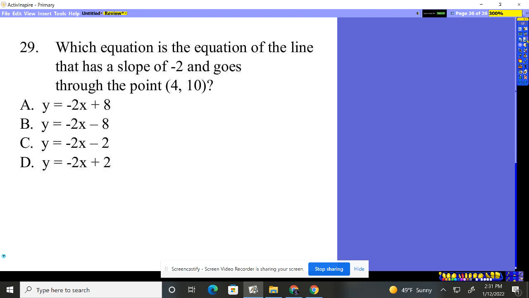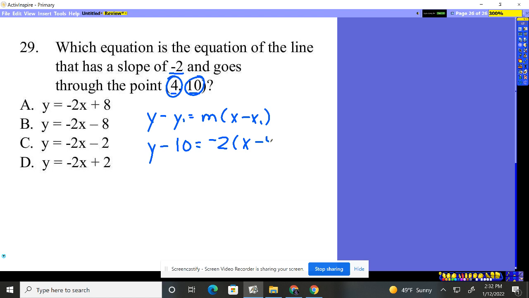And finally, 29. Which equation is the equation of the line that has a slope of -2 and goes through the point 4, 10? Well, we must remember y minus y sub 1 equals the slope times x minus x sub 1. Point slope formula. Most important formula there is, in my opinion. So all I have to do is replace y1 and x1 with these values, and that slope, m, with -2. So y minus the y sub 1, which is 10, equals the slope, which was -2, times x minus the x sub 1, which is 4.